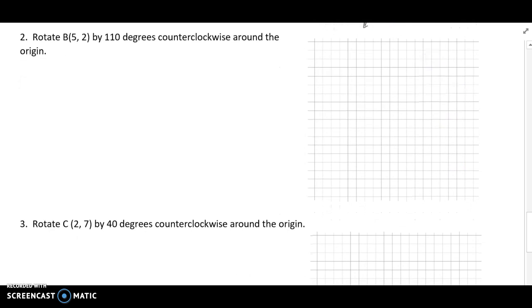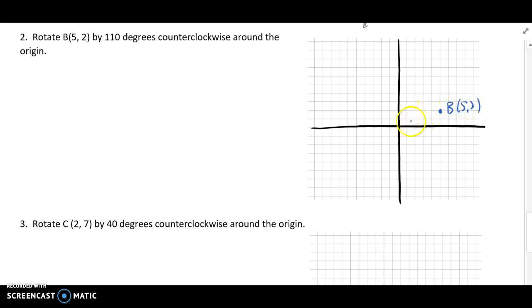Question number 2 doesn't have a 90-degree rotation. Instead, it has the number of 110 degrees. So for this one, we're going to have to use some trig. Point B is at 5, 2. And then we're going to rotate it by 110 degrees. I'm just going to estimate a little bit here. I think maybe this looks like about 110 degrees. And we have to find the coordinates of B prime.